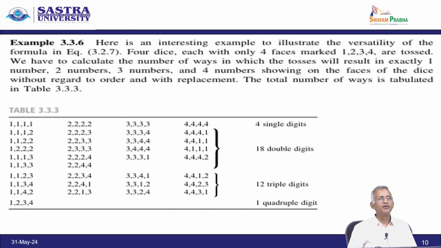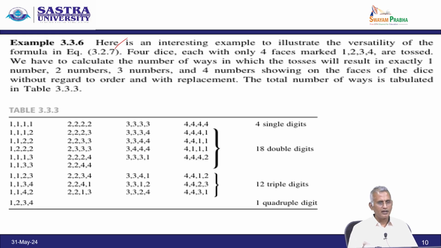Now, we have an example. Here is an interesting example to illustrate the versatility of the formula in equation 3.27. 4 dice each with only 4 faces marked 1, 2, 3, 4 are tossed. We have to calculate the number of ways in which the tosses will result in exactly 1 number, 2 numbers, 3 numbers and 4 numbers showing on the faces of the dice without regard to order and replacement, and the total number of ways is tabulated.